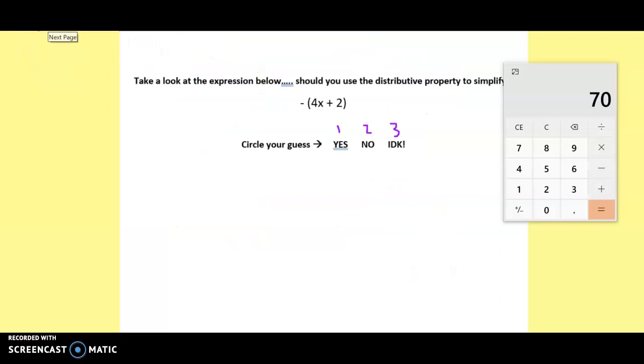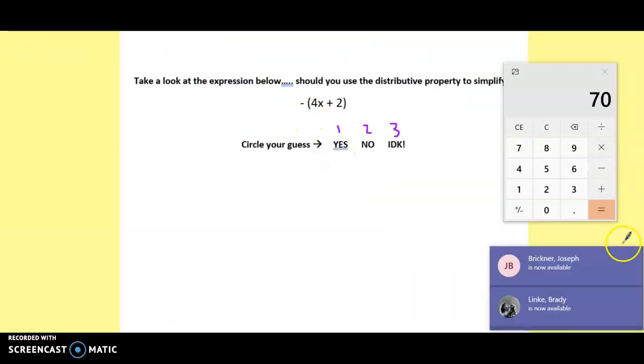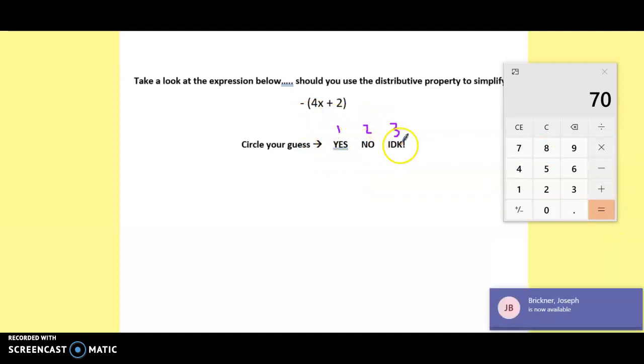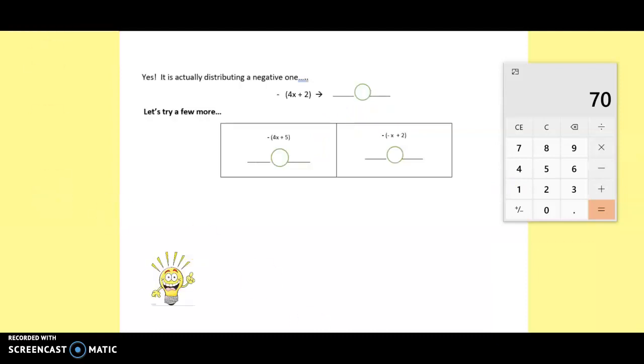All right, take a look at this expression below. Should you be able to use the distributive property to simplify? Yes, no, I don't know. Well, I can't read your minds at home, so let's just take a minute and dive in.